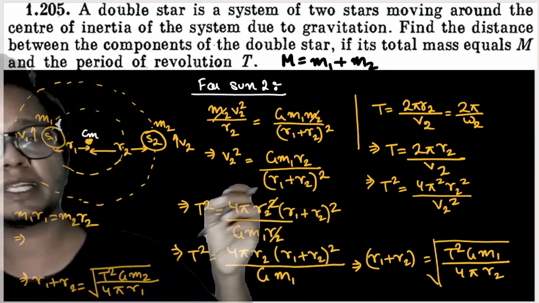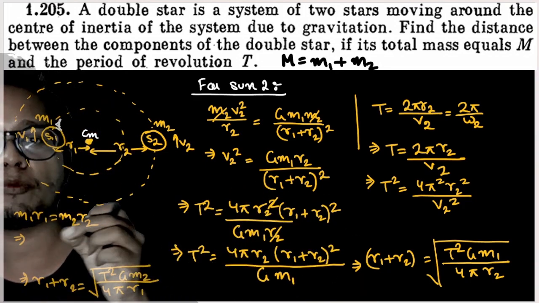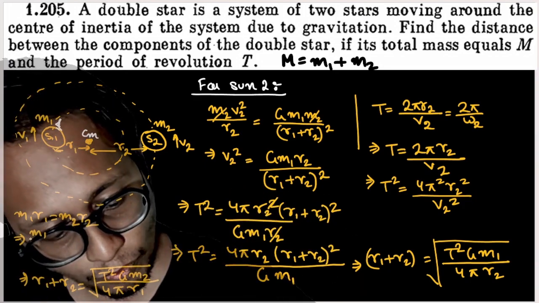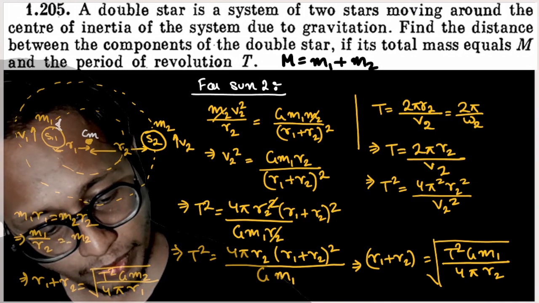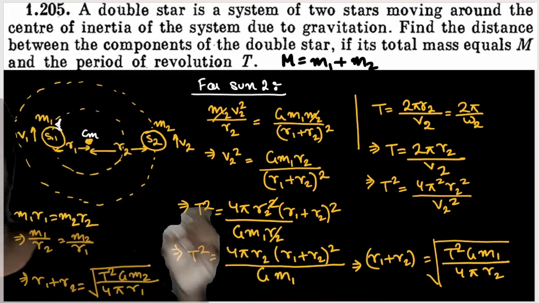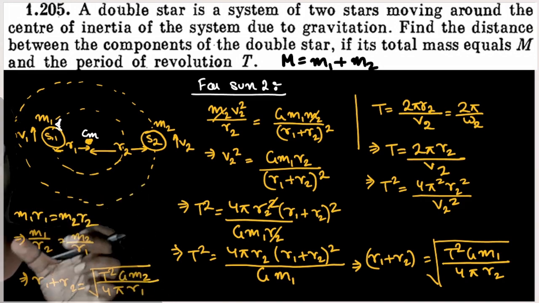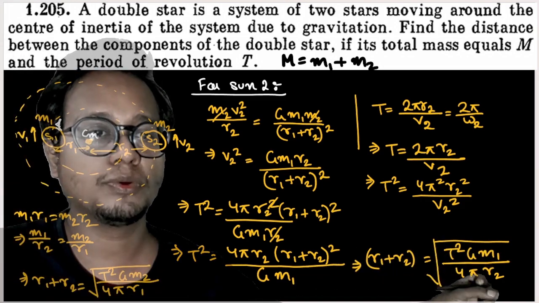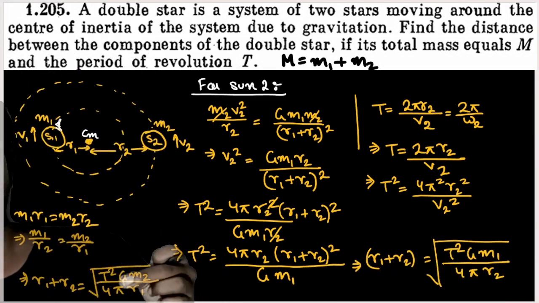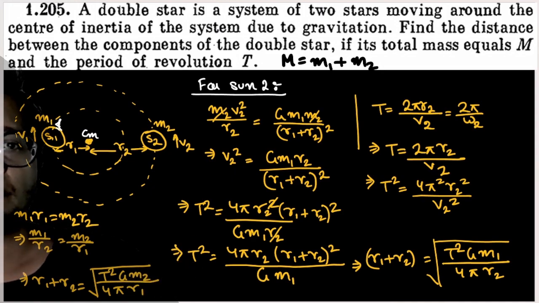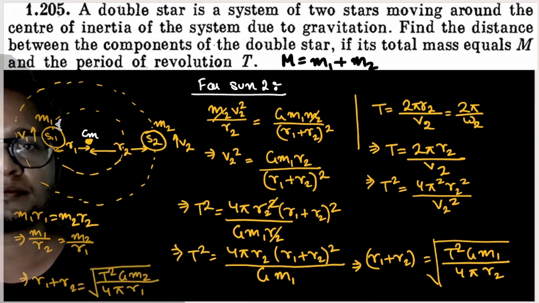Now from this equation I can get that m2 by r1 is equal to m1 by r2, or m1 by r2 is equal to m2 by r1. Why? Just cross multiply. m2 by r1 is equal to m1 by r2. I'm substituting the value of m1 by r2 out here by m2 by r1. Both are the same thing. m1 by r2 is equal to m2 by r1, isn't it? Okay, understood.